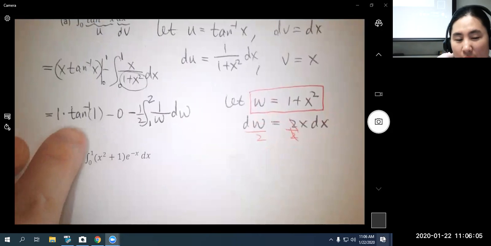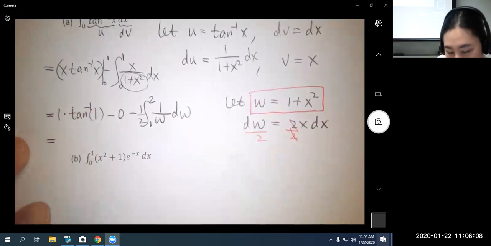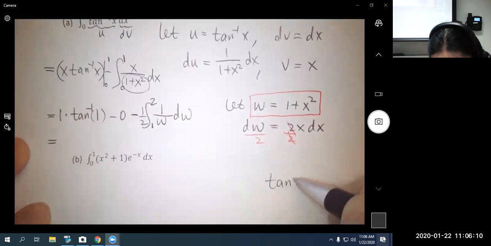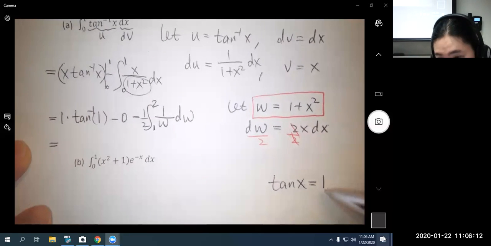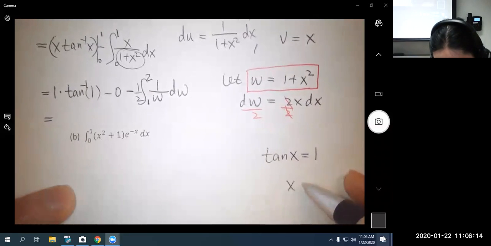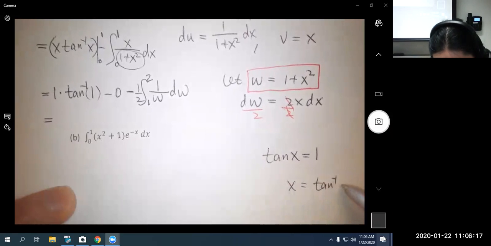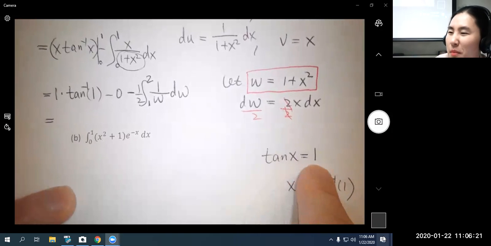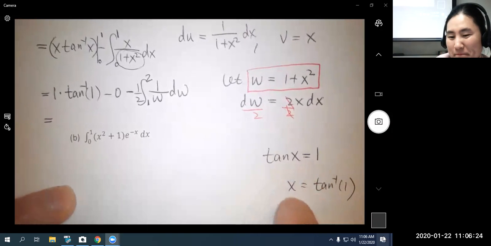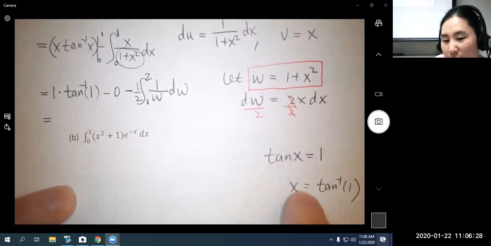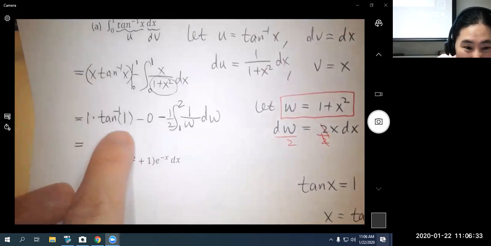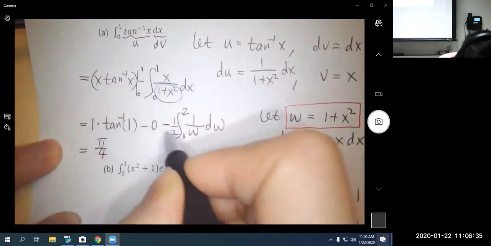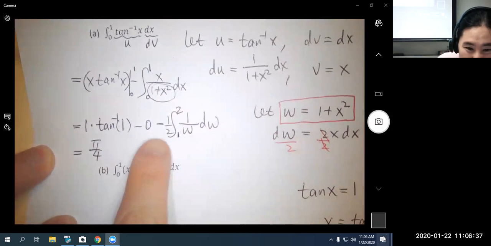Do you understand the meaning of inverse tangent of 1? It means tangent of what angle equals 1? Tangent of which angle equals 1? Do you remember? Pi over 4, right? Tangent of pi over 4 equals 1. So inverse tangent of 1 equals pi over 4, okay? So this is pi over 4. Minus 0, I'm not going to write that.